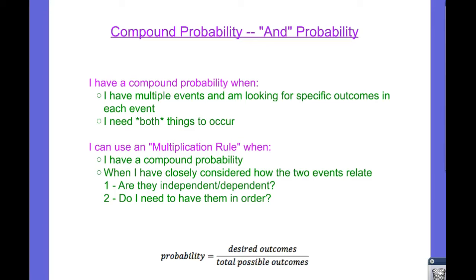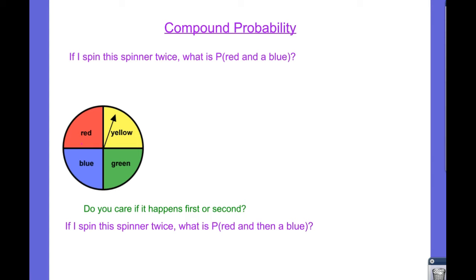Today we're going to talk about compound probability and the multiplication rule. So remember that I have a compound probability when I have multiple events and I'm looking for specific outcomes in each event, when I need both things to occur. I can use the multiplication rule when I have a compound probability and I have already closely considered how the two events relate to each other. Are they independent or dependent, or do I need to have them in order? Important things to consider when you're looking at this and trying to use the multiplication rule.